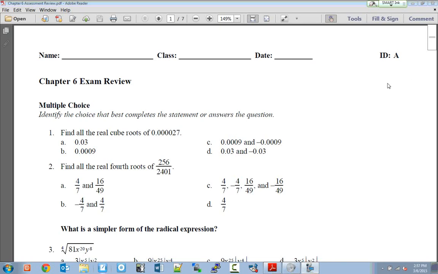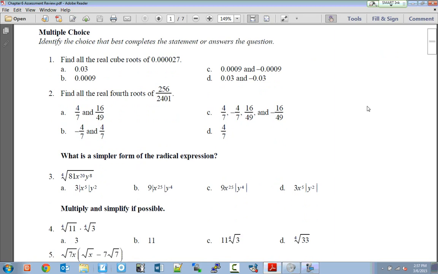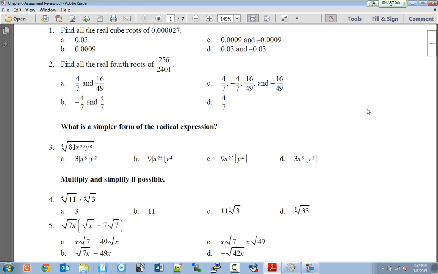Alright, so in this video, we're going to be going over your Chapter 6 exam review. So let's get started. Number 1, find all the real cubed roots of that number.